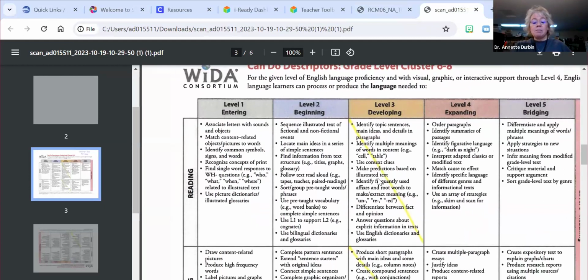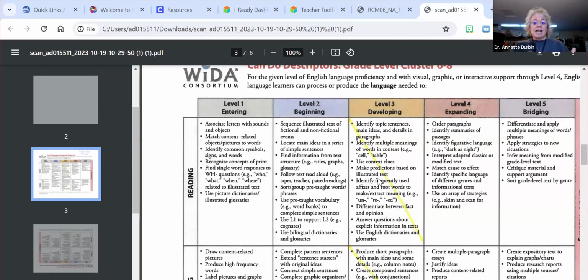So what we can expect this student to do in class is to identify topic sentences, to identify multiple meanings, to use context clues to make predictions, to identify frequently used affixes and root words, to differentiate between fact and opinion, and answer questions about explicit information in text, and also use English dictionaries and glossaries. So that's what we can expect our English learner student to do.